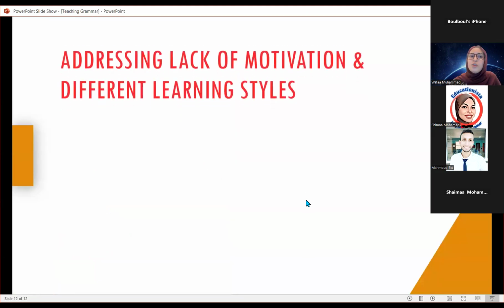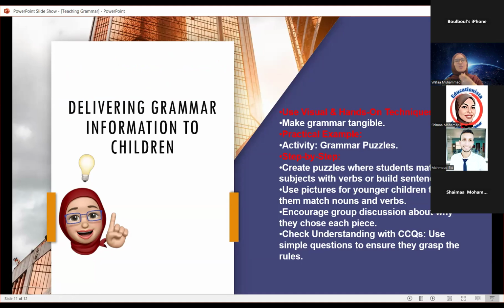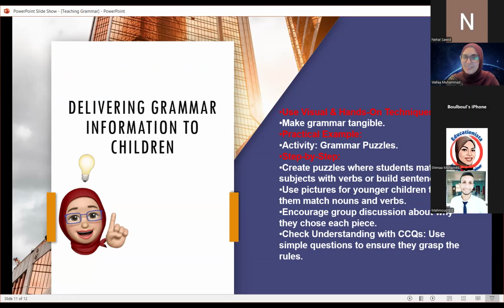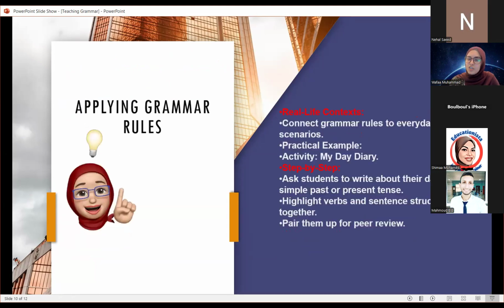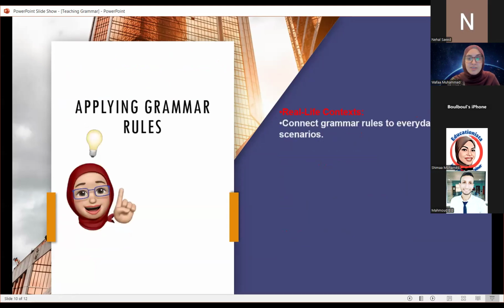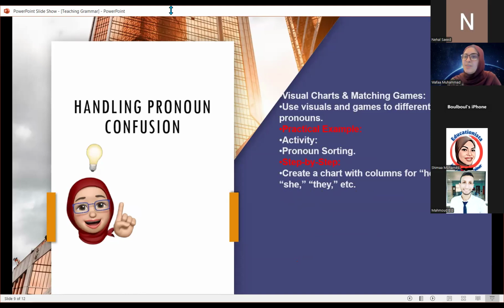Okay? One more thing, which is addressing. Now we have done this. So far, in the session today, we started with how can we teach grammar in kindergarten, and why grammar is very important for the kid. Yes, amazing. And we talked about addressing the lack of motivation. How can we motivate them? How can we address the different learning styles in the class? Okay. Yes, Miss Nihal, go ahead.